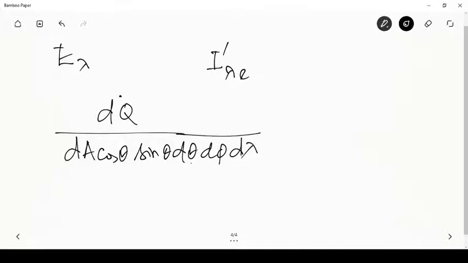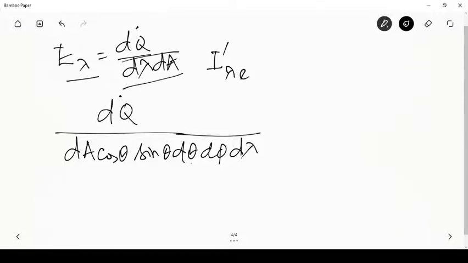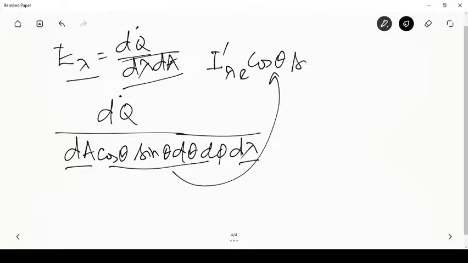now in this, if I want to find out E lambda, which is actually dq dot by d lambda, is that correct? Everything else is gone. And this is also per unit area, so therefore it's dA and not unit projected area. So dq dot by dA d lambda is what is going to remain. So this dA and d lambda are kept here. All the remaining quantities will have to go to this. So it will be I prime lambda E into cos theta sine theta d theta d phi.